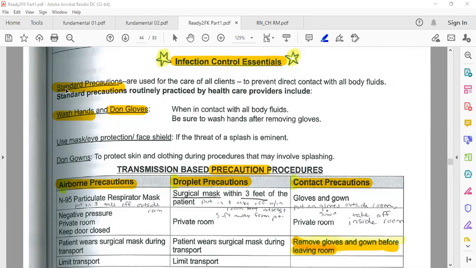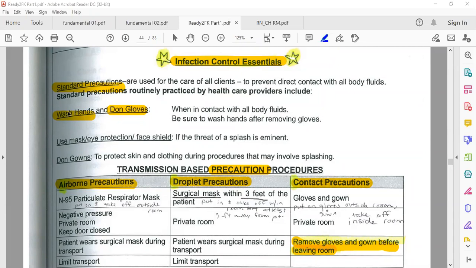The first keyword is called standard precaution, or we can say universal precaution. Universal precautions are used for the care of all clients to prevent direct contact with all body fluid. Standard precautions are routinely practiced by healthcare providers. So what do universal or standard precautions include?